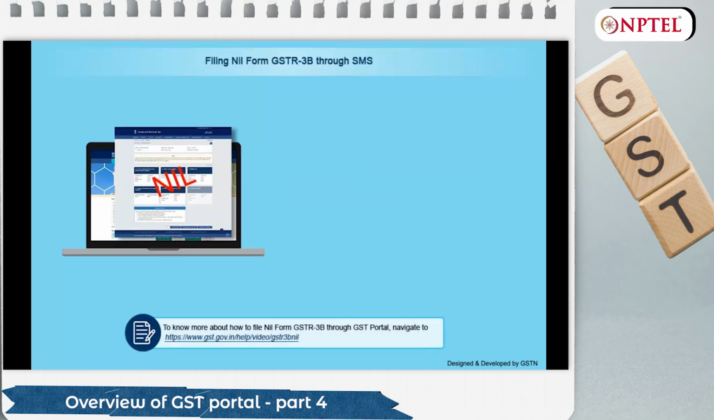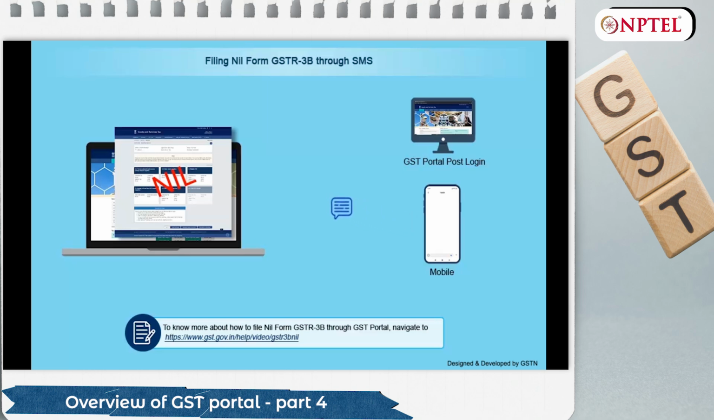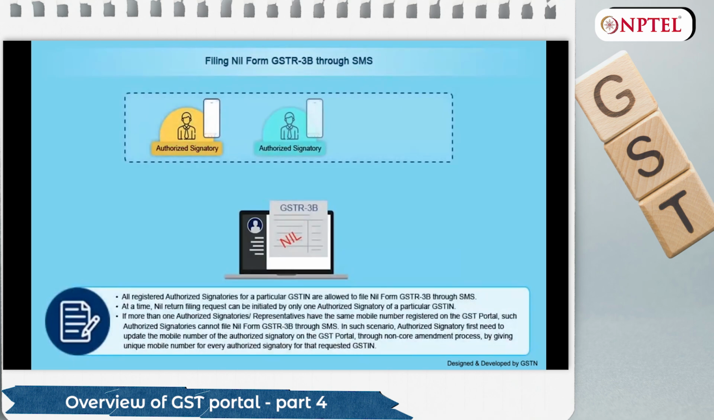The facility to file nil Form GSTR-3B on GST portal was already available, and now you can also file nil Form GSTR-3B by just sending an SMS. This video will guide you how to file nil Form GSTR-3B through SMS. Any authorized signatory can file nil Form GSTR-3B through SMS on behalf of the taxpayer.